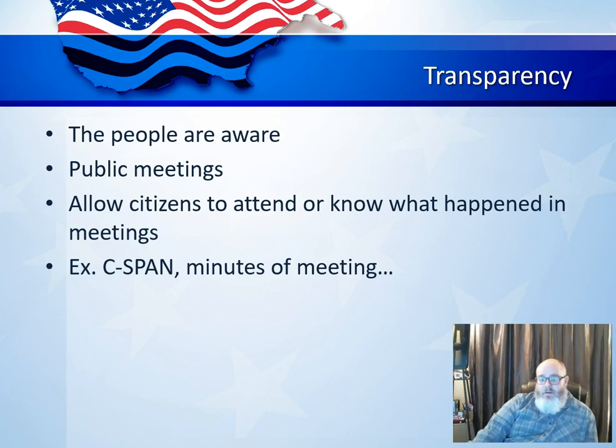So these meetings are public, and you can show up to them. Citizens, yes, are allowed to attend, or at least know what happened in the meeting, so they do publish minutes of the meeting. Because it's modern times, they have websites. C-SPAN is a good example of being able to watch what's going on on TV. You can show up to City Hall and watch your local representatives talk about what's going on.